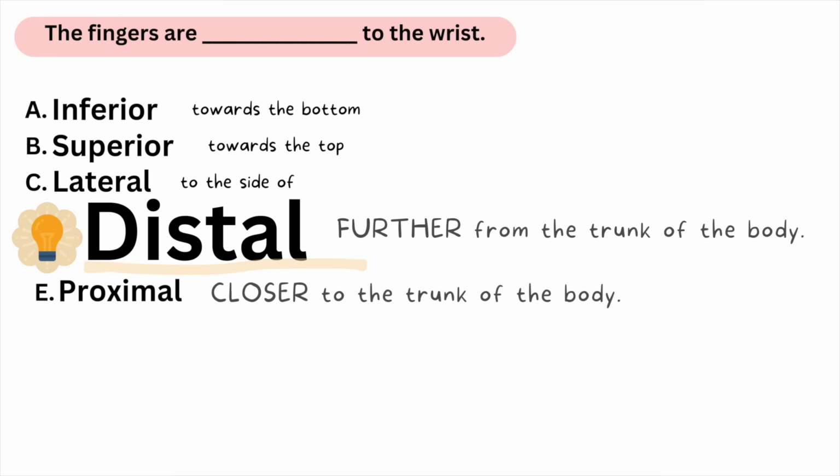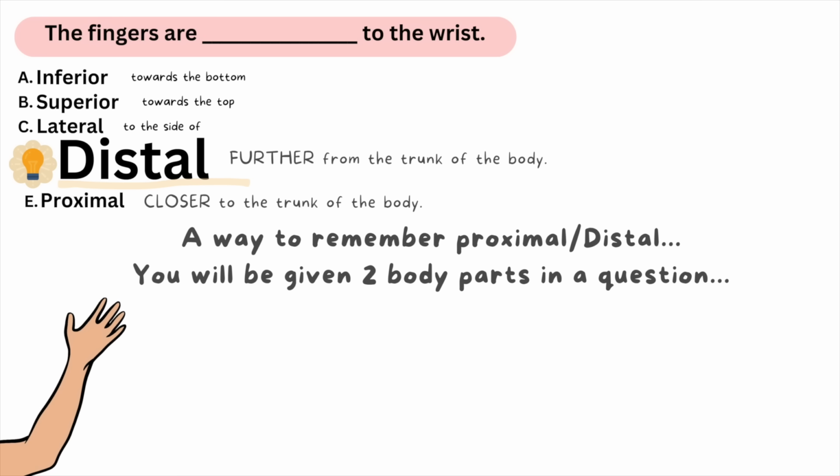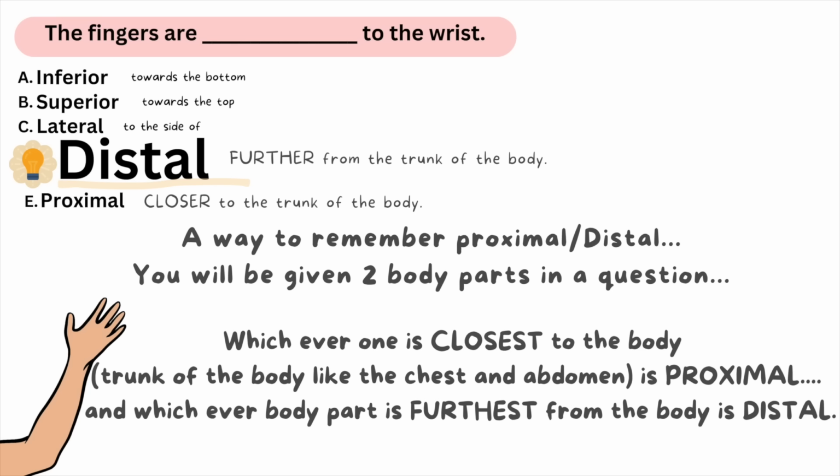So when we're talking about directional terms, you can often think of two terms paired together and they do the opposite of each other. So in this case, distal by definition is further from the trunk of the body, and in contrast, proximal means closer to the trunk of the body. So proximal and distal pair together. So here's how I figure out if something is proximal or distal. Normally in a question, you will be given two body parts. Whichever one is closest to the body is proximal. And the body, I mean the chest and abdominal area. So whichever one is closest to the body is proximal, and whichever one is furthest from the body is distal.